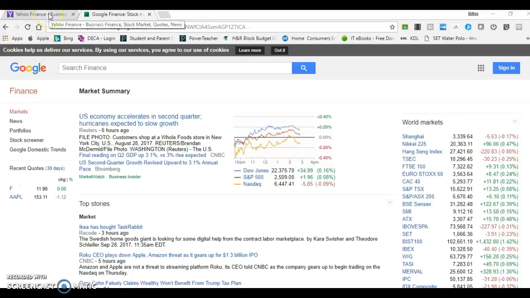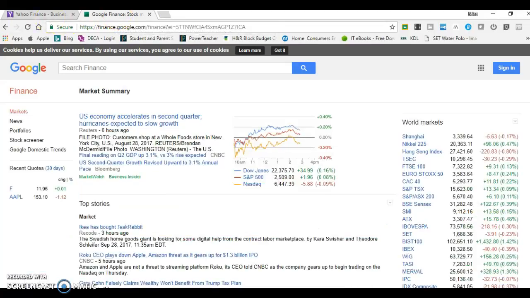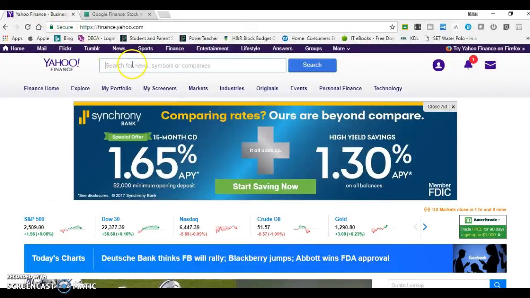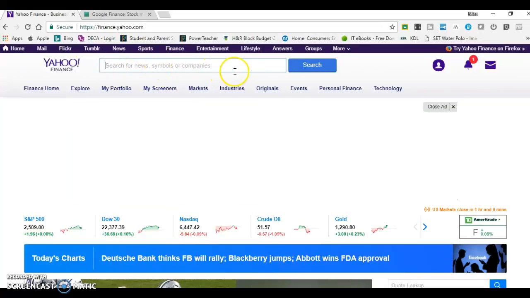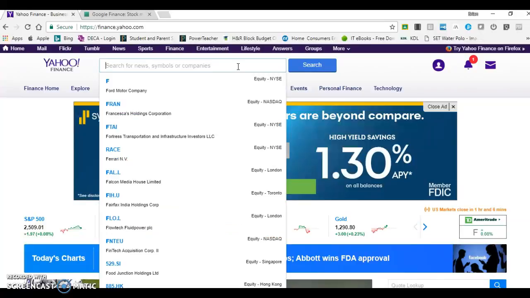In this video, we're going to go over how to use the finance options in Yahoo and Google. Basically, it's a search engine, but instead of giving you stories, it's going to give you financial information. So it says you can search news, symbols, and/or companies. I'm going to be using Ford Motor Company. And the ticker symbol for Ford is F. I just know that.